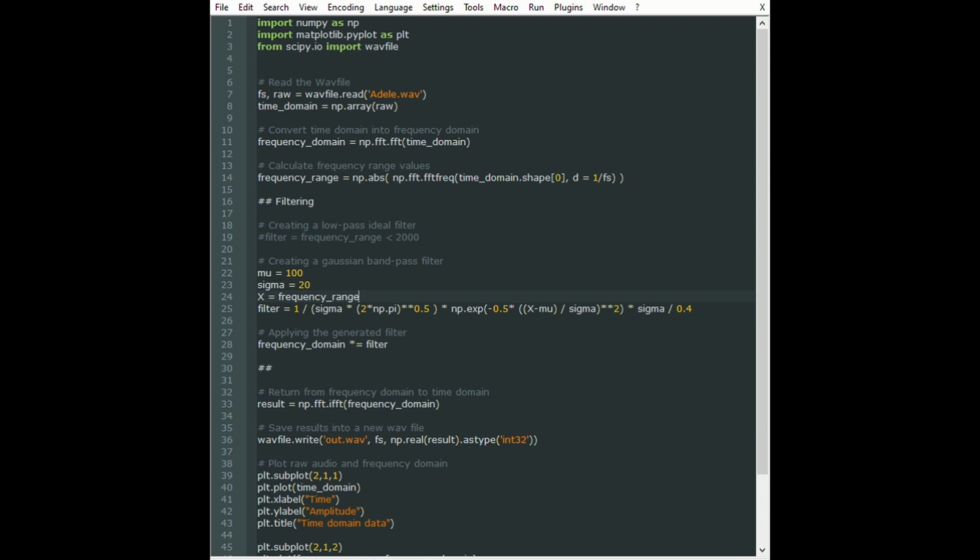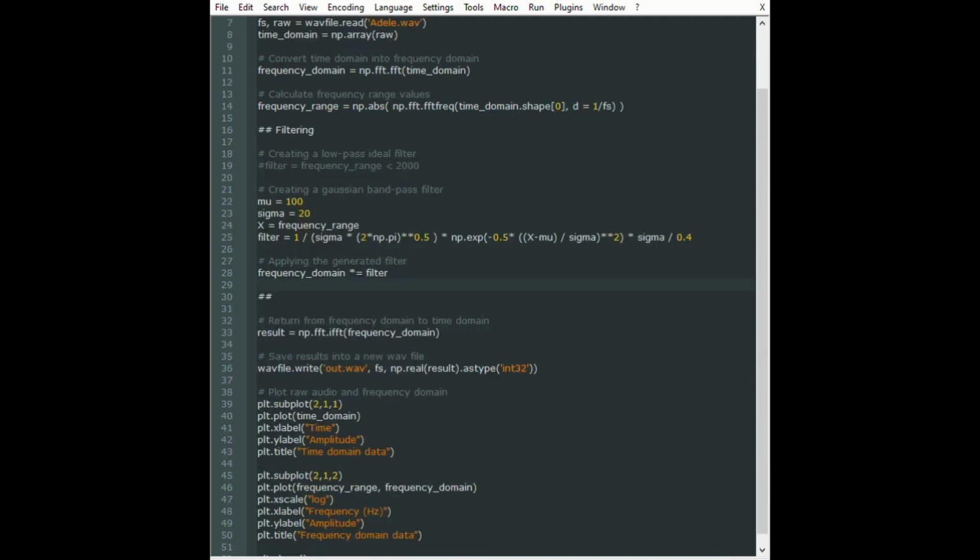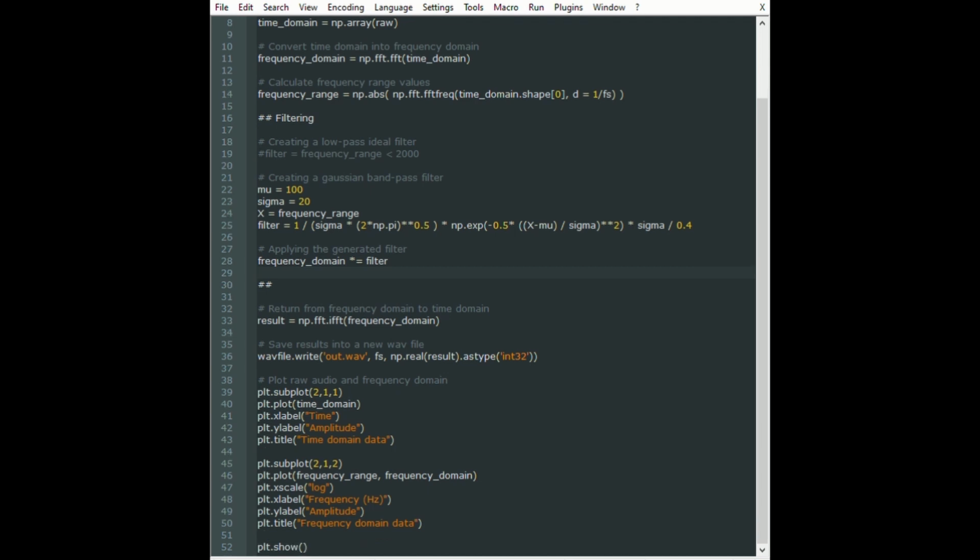In case of the Gaussian filter, we will be using a bandpass filter instead of a low-pass filter like we had with the ideal filter. And applying the filter is the same. And since the filter is slightly more complex, then we can also plot the filter itself, so you can get a better understanding of how it applies to the frequency domain.